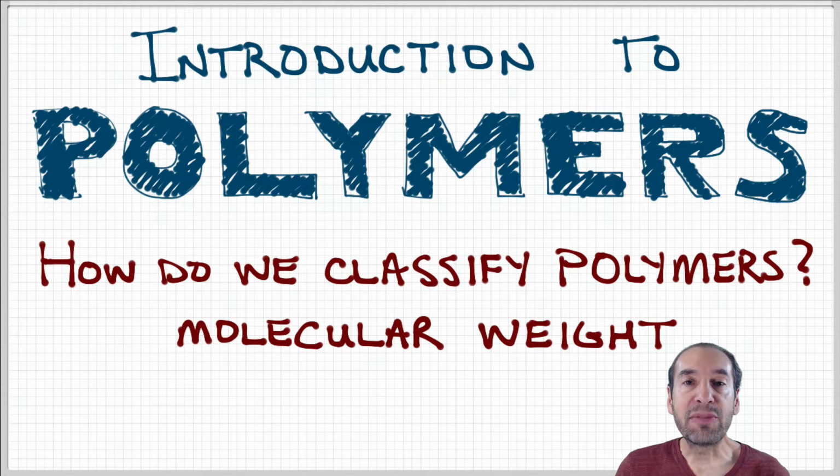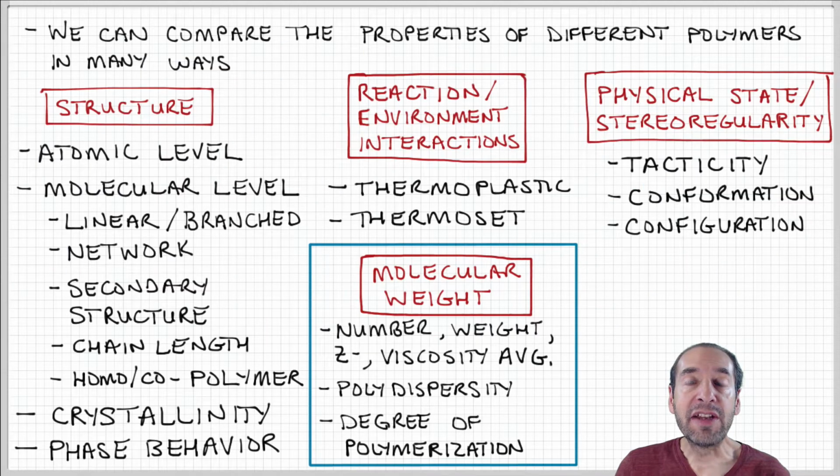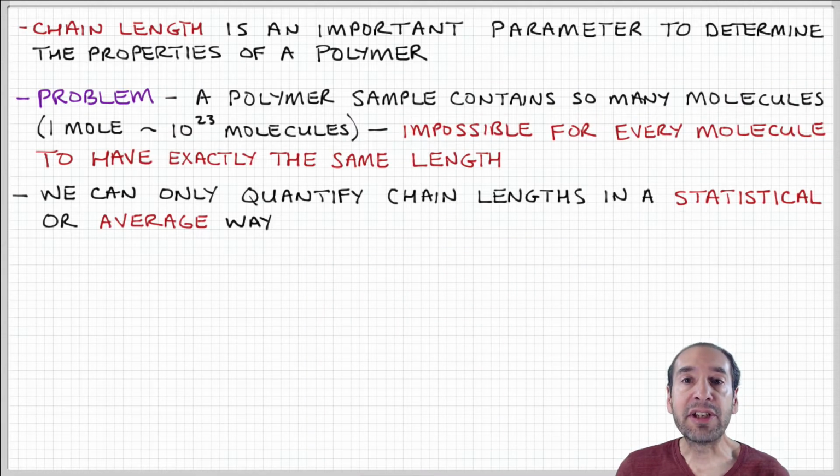Chain length is another important parameter that we can use to compare different kinds of polymers. And there's various descriptors that have been developed that can allow us to quantitatively compare the chain lengths of different polymers. The problem that we have when we're talking about polymer chain lengths is that a sample contains polymer chains that have many different lengths. It's very rare that they will all have exactly the same length. So we can only talk about this quantity in a statistical sense or in terms of averages.